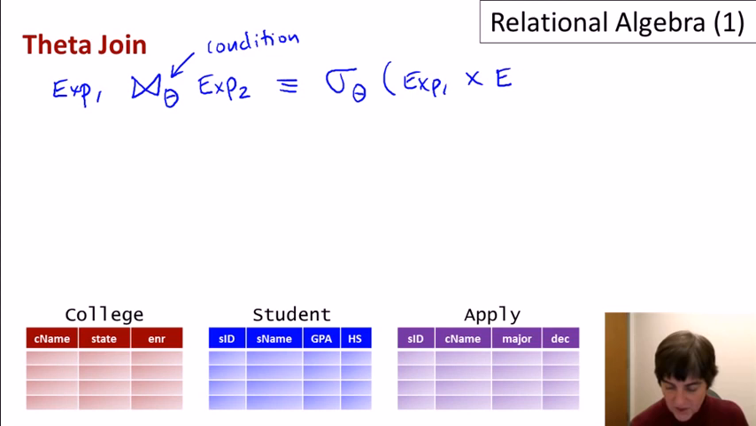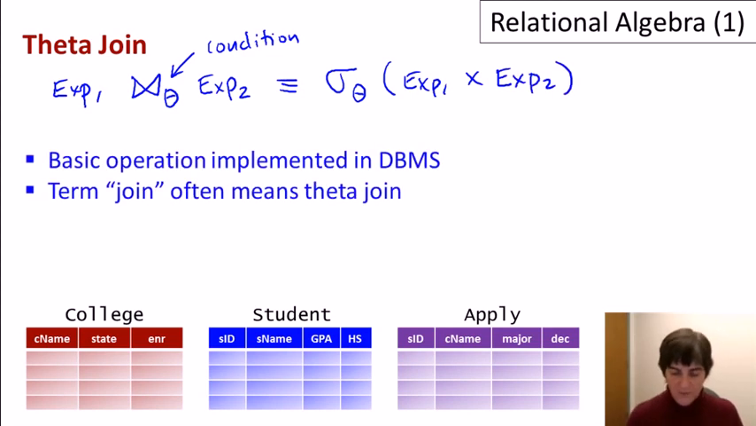of the two expressions. So you might wonder why I even mentioned the theta join operator. The reason I mention it is that most database management systems implement the theta join as their basic operation for combining relations. So the basic operation is take two relations, combine all tuples, but then only keep the combinations that pass the theta condition. Often when you talk to people who build database systems or use databases, when they use the word join, they really mean the theta join.